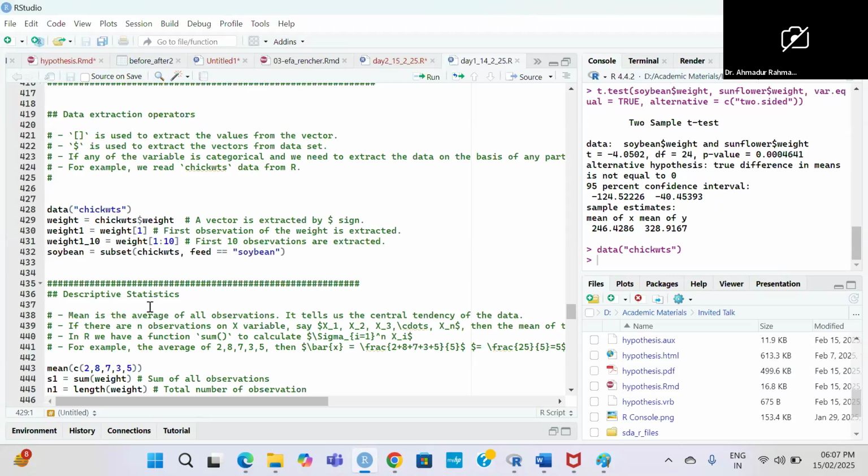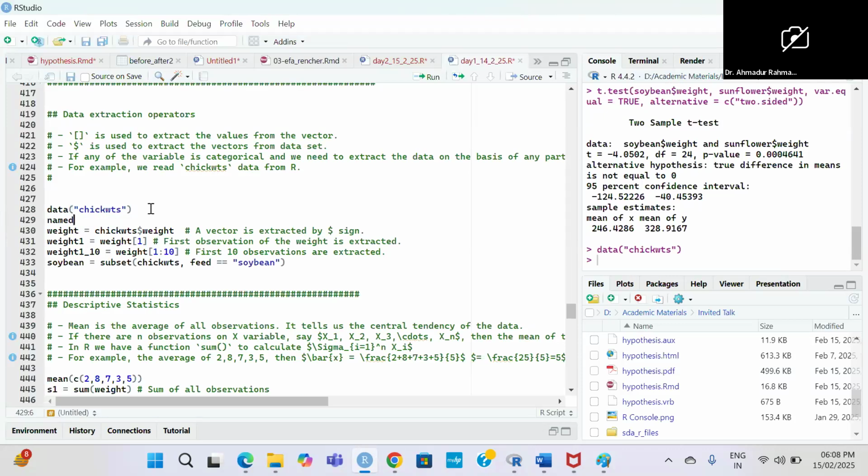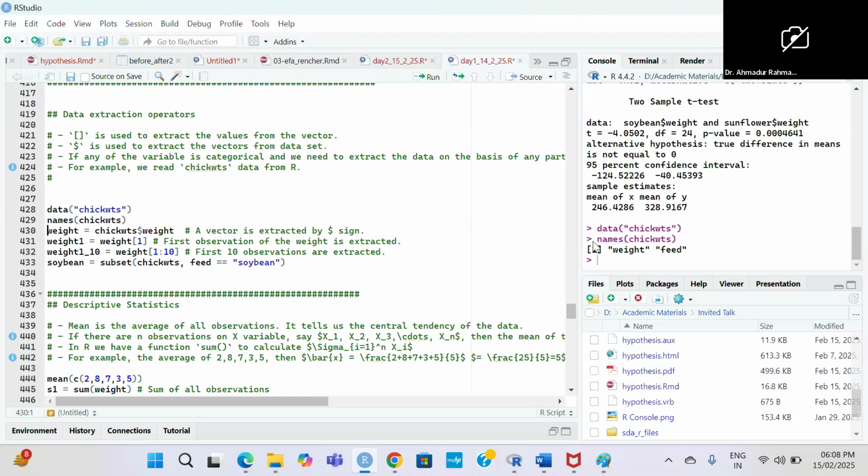Then we want to see how many variables are in this data set, since this is unknown to us. So we use the function names. Names gives us the names of the variables. So names of chick weights, see here it is giving us two: weight and feed. So weights have been measured on different feeds, to see how much weight the chickens are gaining. This is measured on the basis of feeds. So we check.